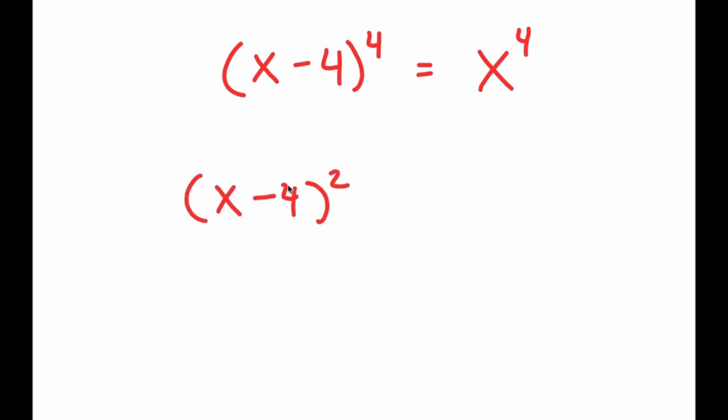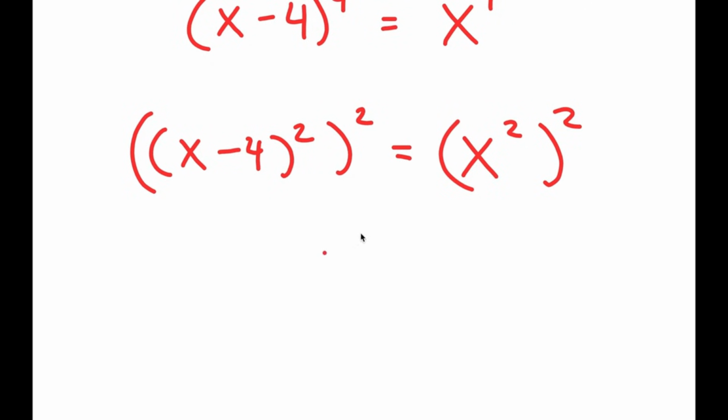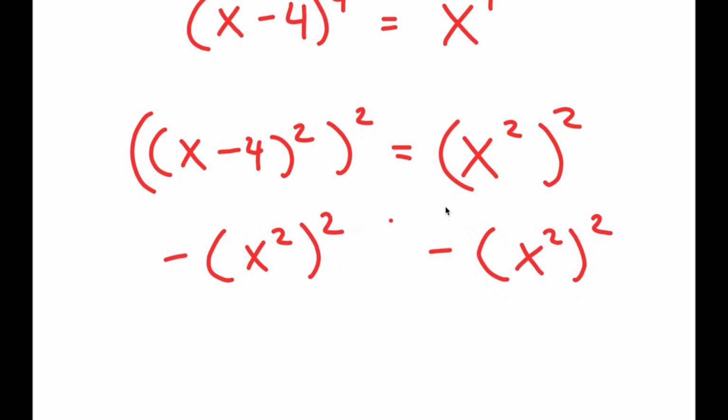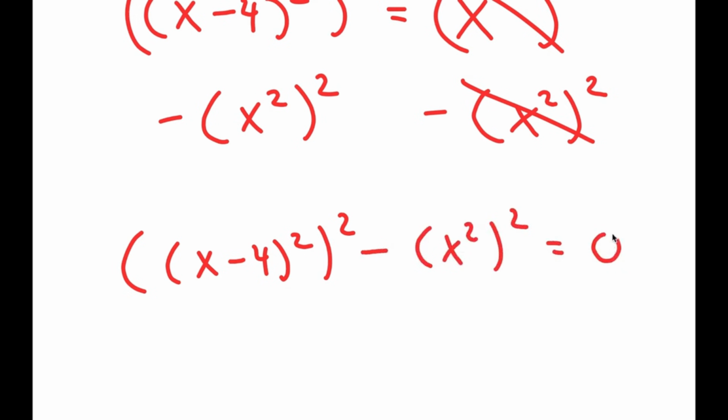Alright, so in this video, I'm going to solve the problem x minus 4 to the power of 4 is equal to x to the power of 4. So to solve this, I'm going to first start by rewriting this as x minus 4 squared to the power of 2 is equal to x to the power of 2 to the power of 2. And now I'm going to subtract x to the power of 2 to the power of 2 on both sides. So these two cancel out, and I get x minus 4 squared to the power of 2 minus x squared to the power of 2 is equal to 0.